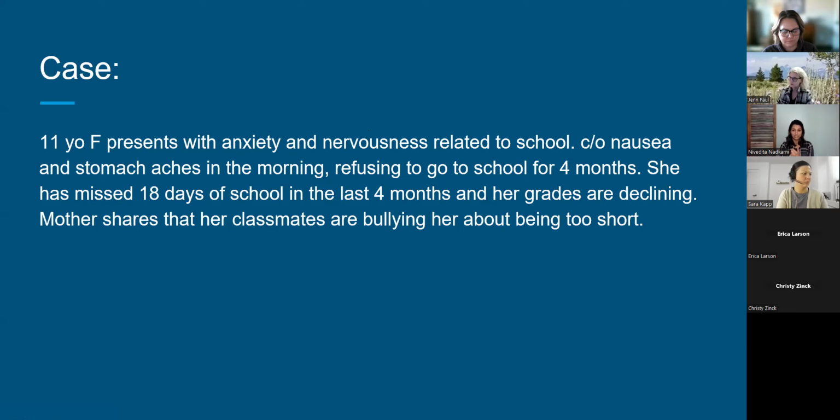She and mom are telling you that she has nausea every morning, stomach pains, sometimes vomiting, and just refuses to go to school. This has been going on for 4 months, and they've already missed 18 days of school, leading to her grades declining. When you talk to mom, she tells you that her classmates have been bullying her about being short. So this is kind of the initial presentation.